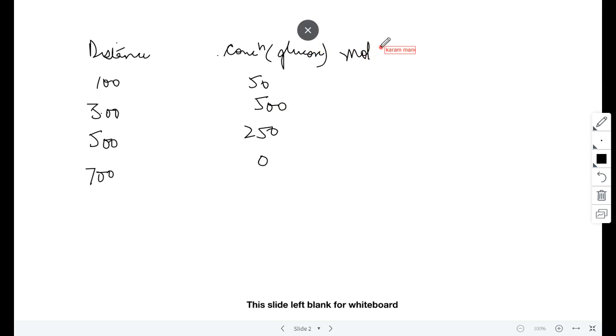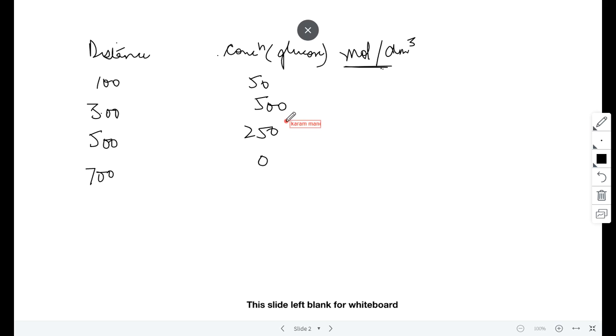I'm not sure. This is a part of chemistry only, where the concentration is equal to moles per decimeter cube. Decimeter cube means the volume. Remember now? You do it in chemistry also. So now if you see, this is the distance and these are the concentrations.